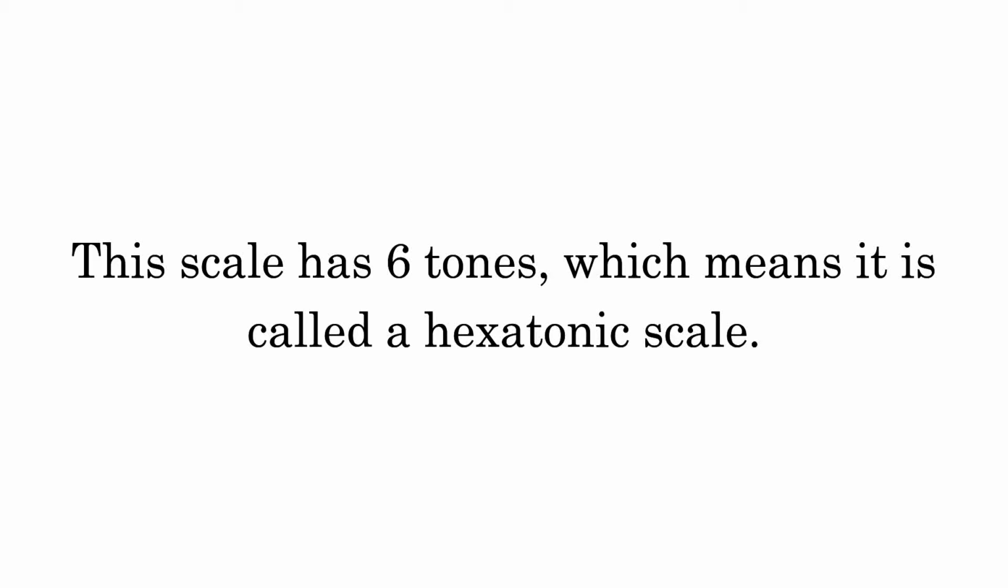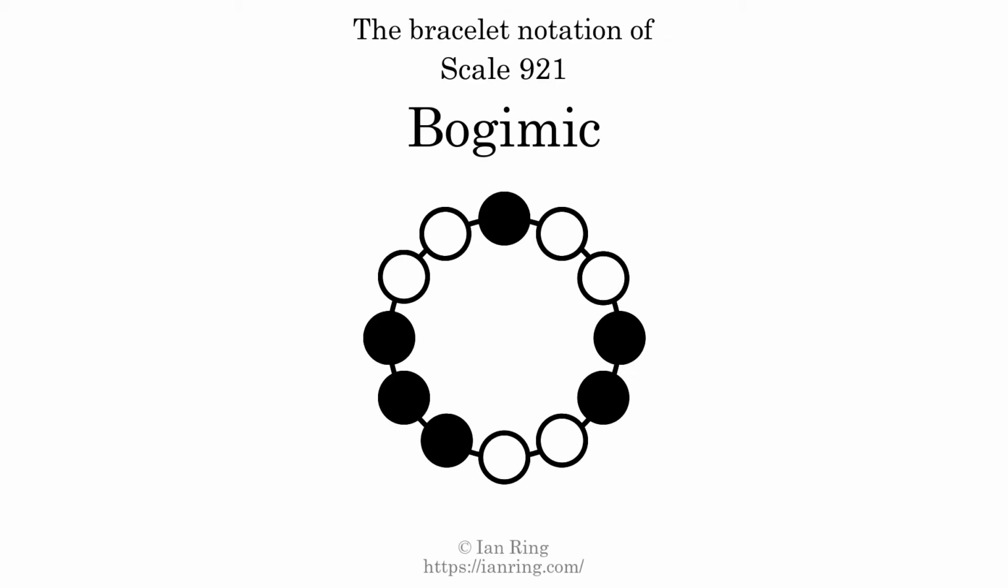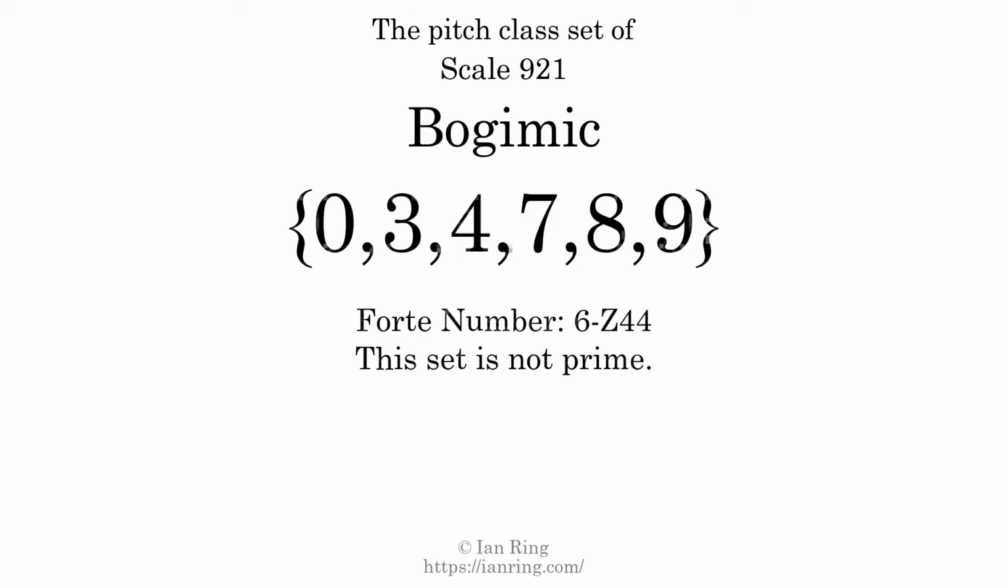This scale has 6 tones, which means it is called a hexatonic scale. This is a bracelet notation diagram of scale 921. The shaded circles represent tones that appear in the scale, and they are read clockwise, starting at the top. The pitch class set for this scale is 0, 3, 4, 7, 8, 9. The fault class is 6Z44. This set is not prime.